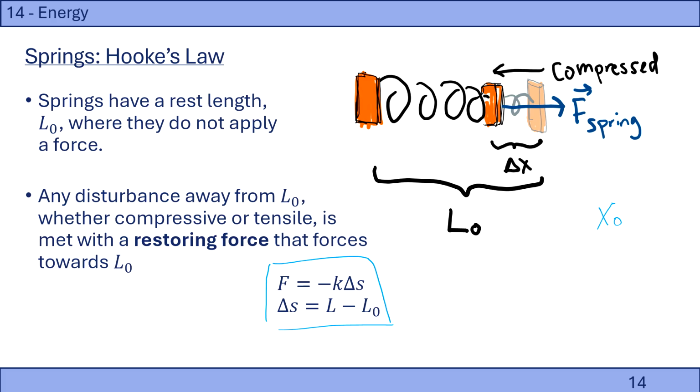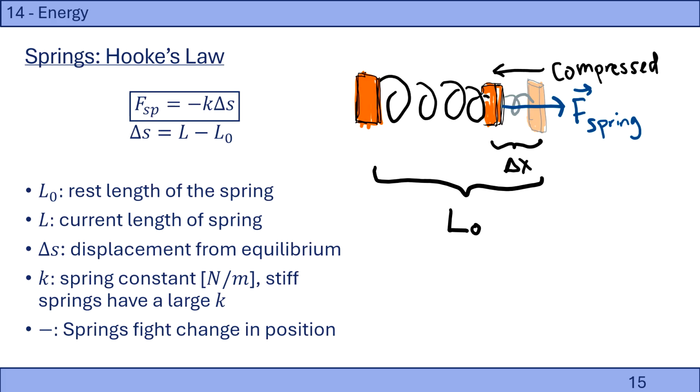k is the spring constant. Be careful, that's a lowercase k, not kinetic energy. That's k, the spring constant, with units of newtons per meter. So again, not the kinetic energy. L naught is the rest length. L is the current length. So delta S is how much we have stretched this spring by.